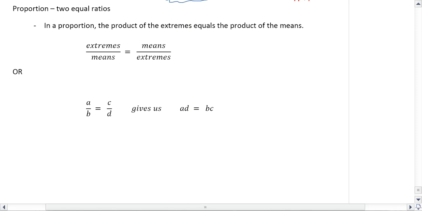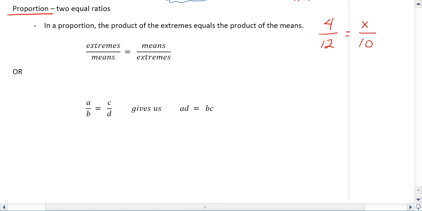All right, the next term to define is the word proportion. And this is simply defined as two equal ratios. For example, if we had 4/12 is equal to x over 10, this is a proportion. The ratios are equal.